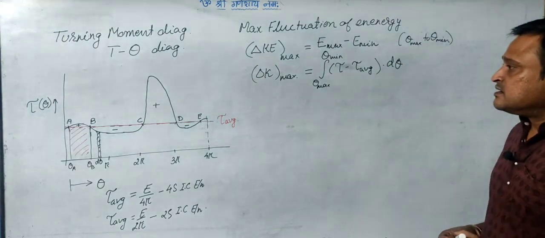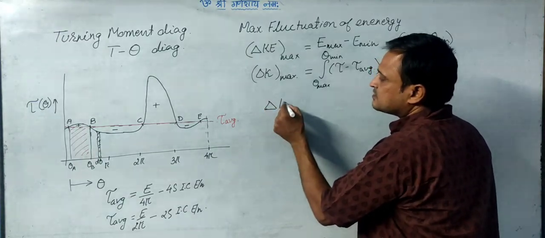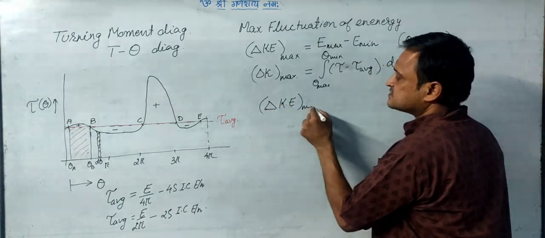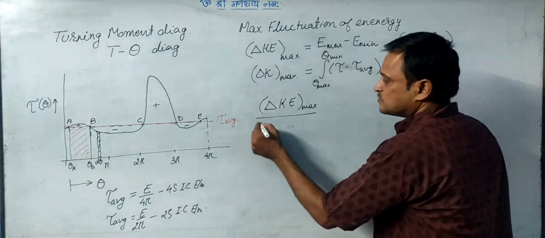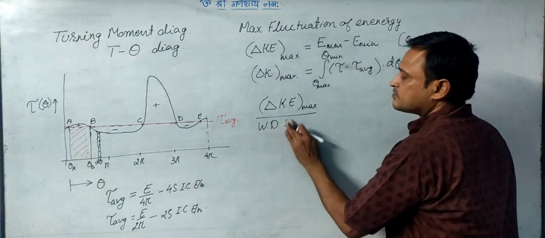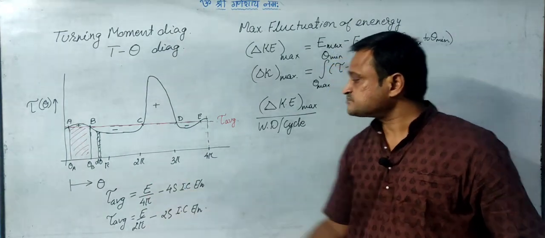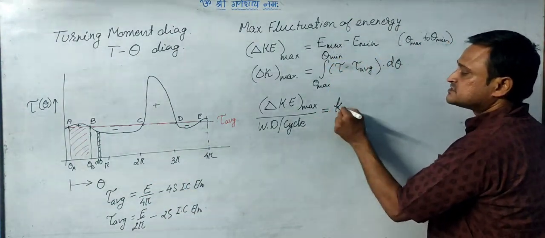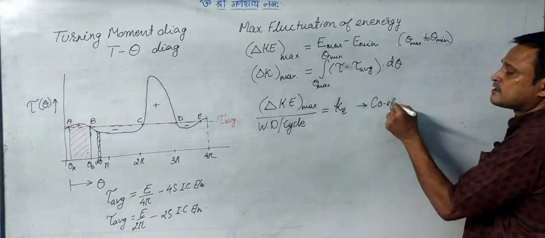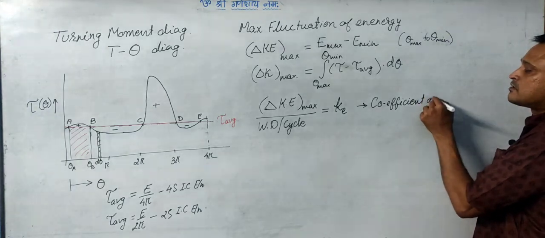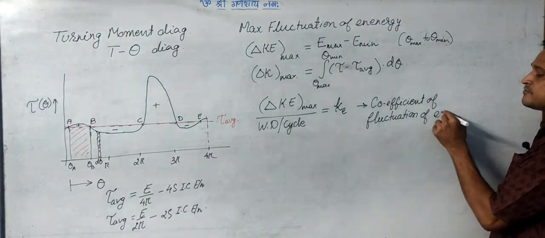Now, there is another term. If we see that this delta Ke max divided by the work done during the entire cycle, or the energy during the cycle, E, this is called Ke, which is the coefficient of fluctuation of energy.